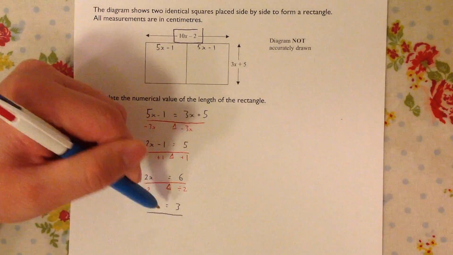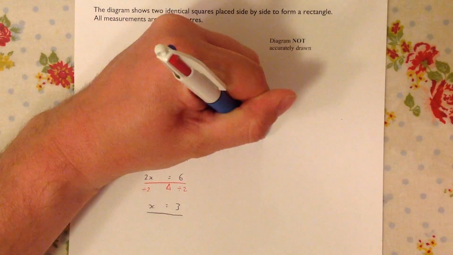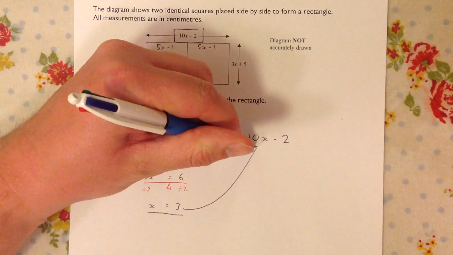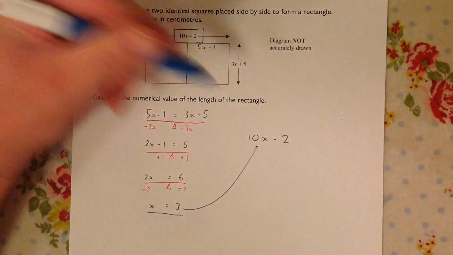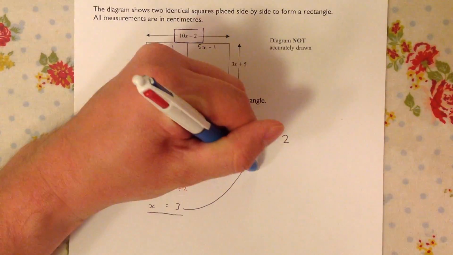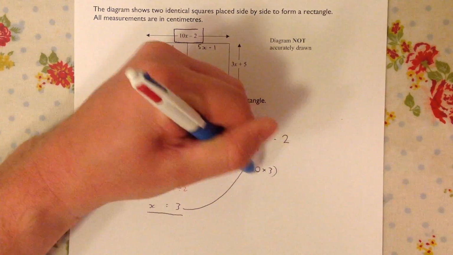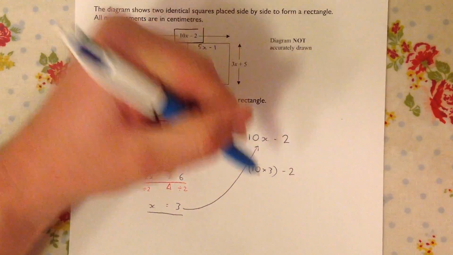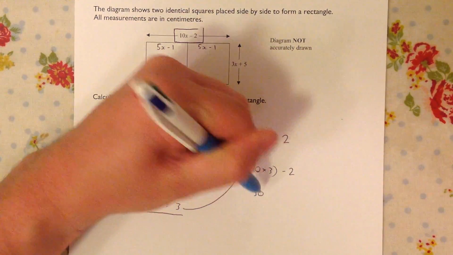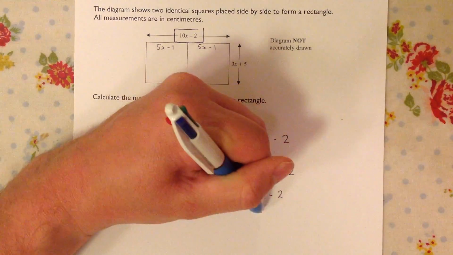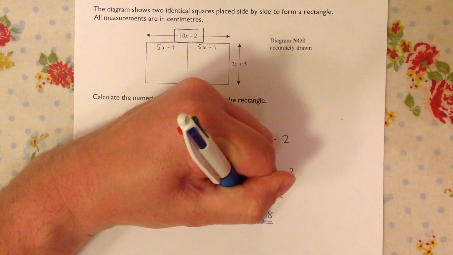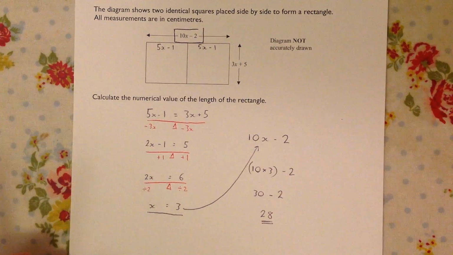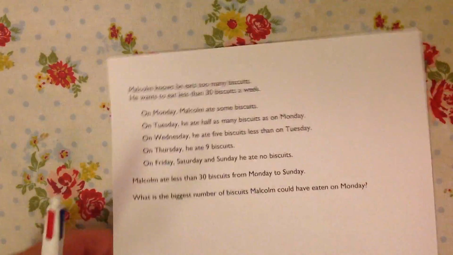We now know x is worth 3. So 10 lots of x take 2, where x is 3. That means the 3 can go in there and replace x. So instead of 10 lots of x, that's going to become 10 lots of 3, because x is worth 3, and then I'm going to subtract 2 from that. So 10 lots of 3, 30, take 2, my final answer, the numerical value of the length of the rectangle is 28.